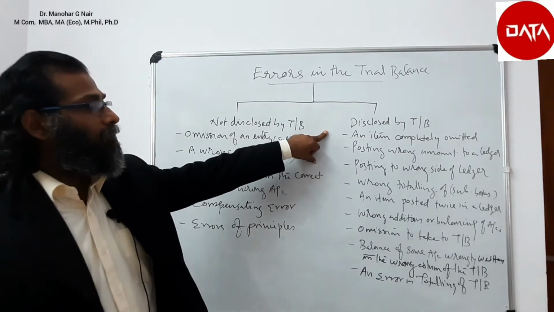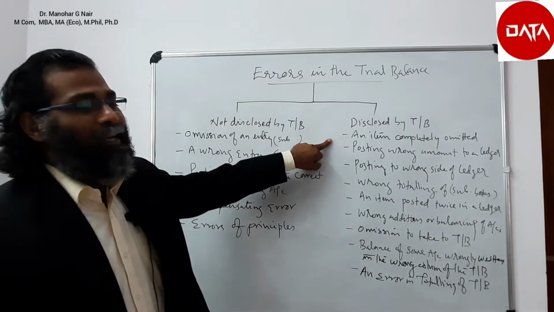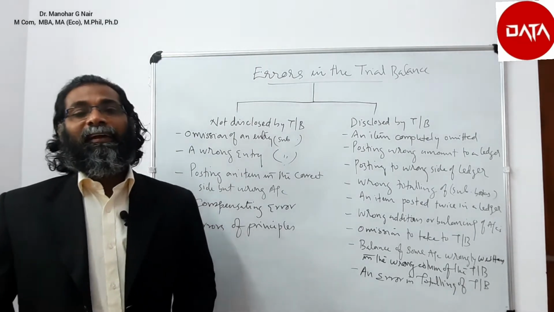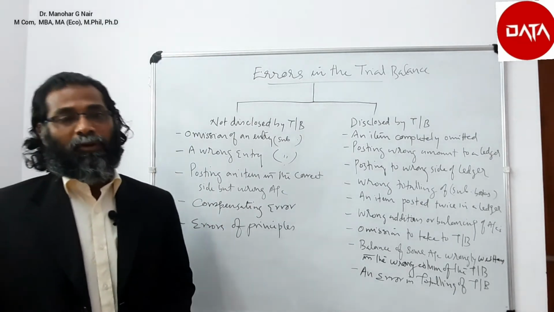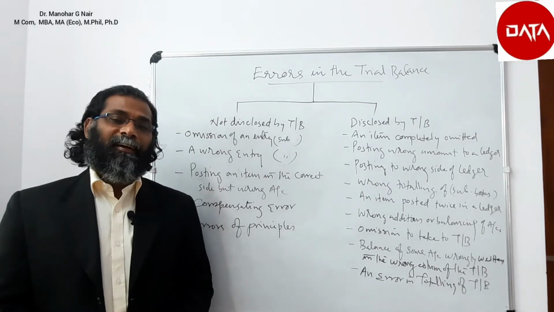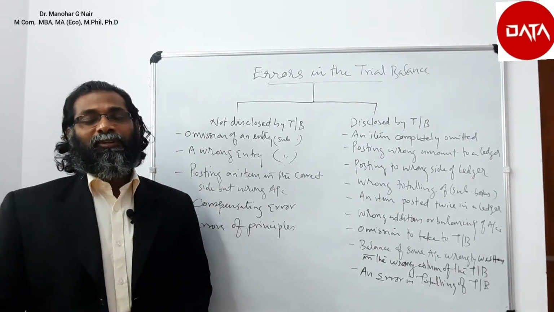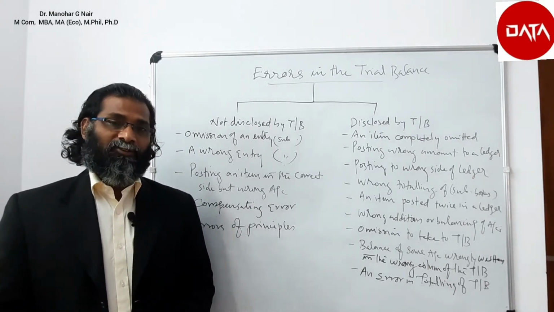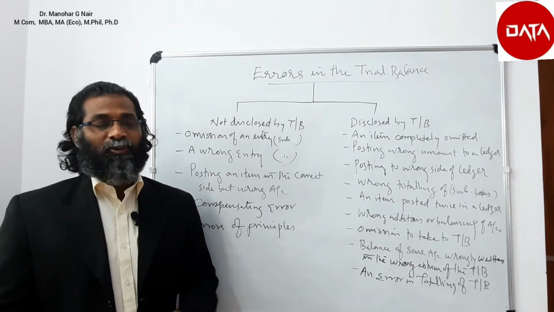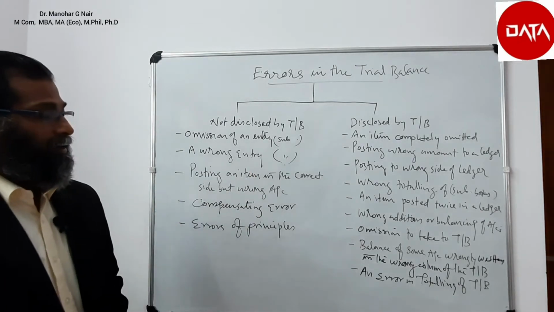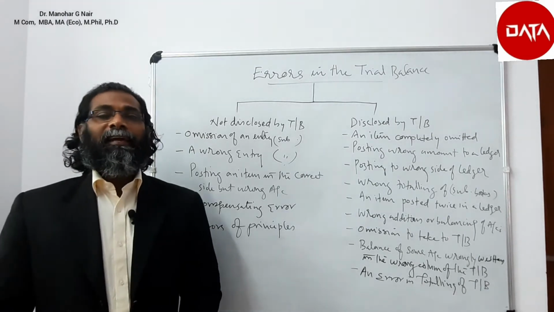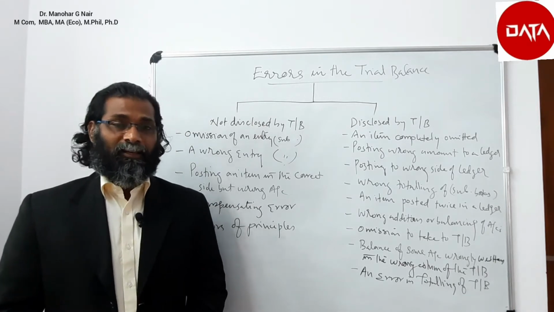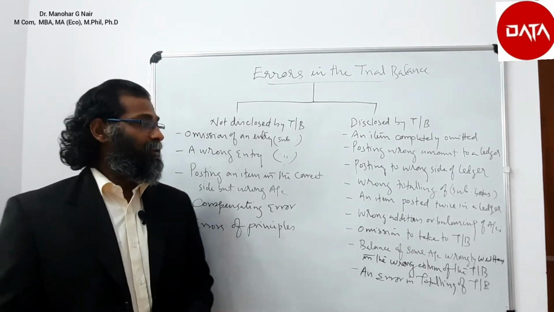Let us see the errors which could be disclosed by the trial balance, where there will be a disagreement in the trial balance. One is an item completely omitted. An item may be completely omitted from being entered into the ledger account from the subsidiary book. So its counterpart may be entered in the ledger account, so there will be a disagreement between the debit and credit, so the accounting equation may not be correct, and the trial balance will show a disagreement. Then, instead of posting the correct amount, a wrong amount is posted, but the other account is posted correctly, so the trial balance will show a disagreement.